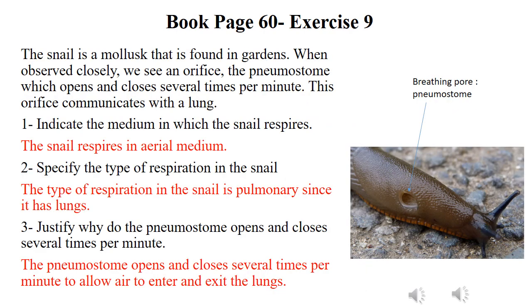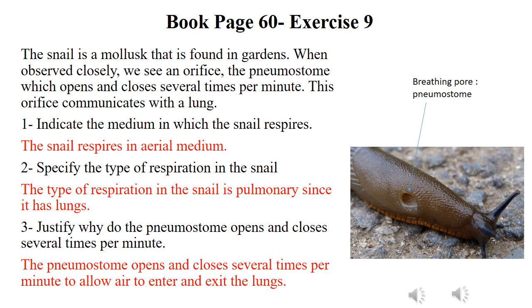Exercise 9. The snail is a mollusk that is found in gardens. When observed closely, please look at this picture. We see an orifice, the pneumostome, which opens and closes several times per minute. The pneumostome is a breathing pore. It communicates with a lung. Number 1. Indicate the medium in which the snail respires.